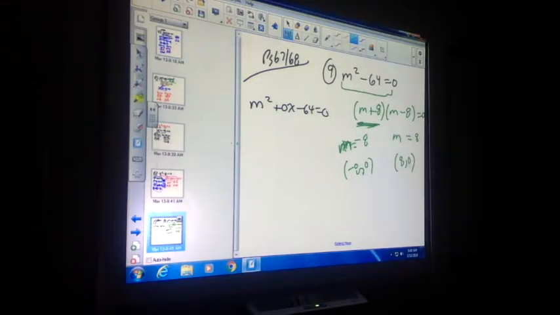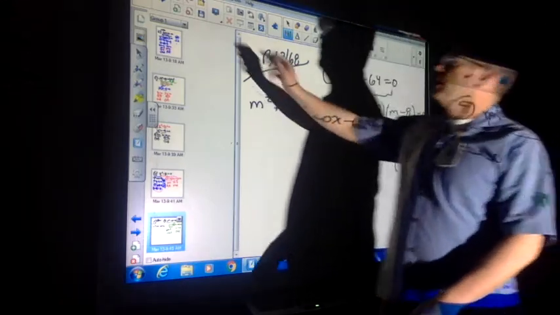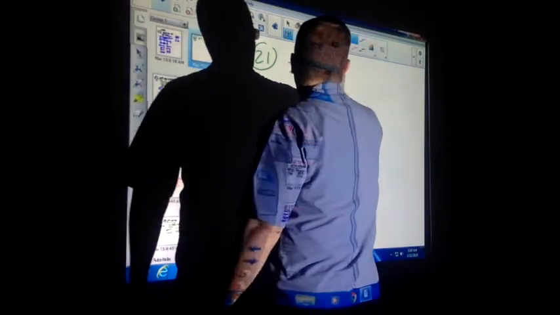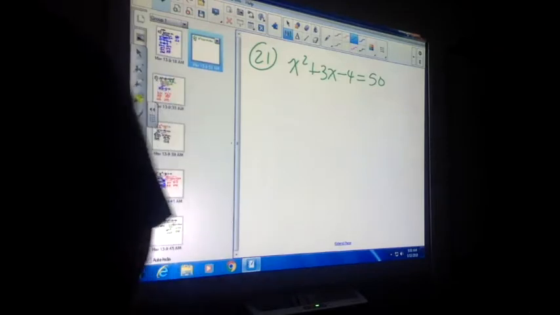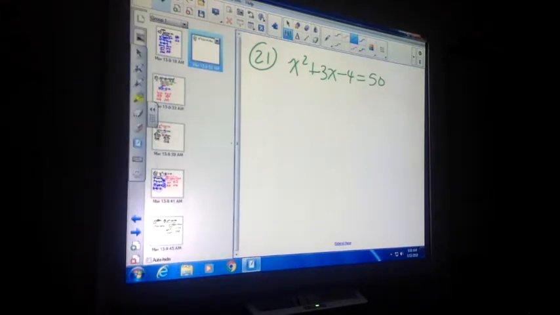Any other questions you want to take a look at on page 67, 68? Number 21. I bet it's prime. Is it prime? 21. Read me what number 21 says. X squared plus 3x minus 4 equals 50. Like that? Yeah. Oh, yeah, that's definitely prime. Confusing. No. It's not prime? Heck no. Are you kidding me? I'm not kidding you.